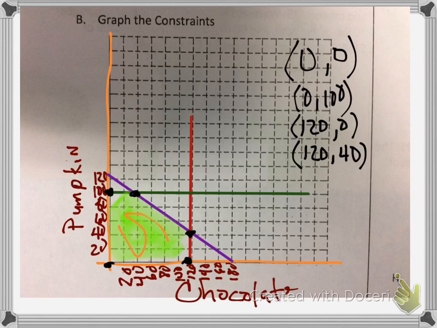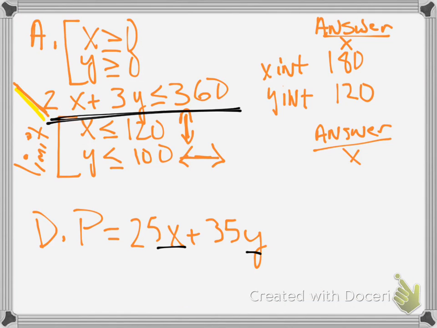Now, this one right here, and here's where I'm a little bit off, it looks like it's crossing at 120, 40. But if you double check 120, 40, and what I mean by double check is put them back into this equation right here, you're going to figure out that if you put the 40 here and the 100 here, you're going to get 380, and you're not supposed to be able to get over 360. Okay, so what do you have to do?